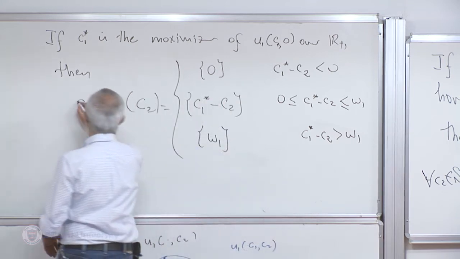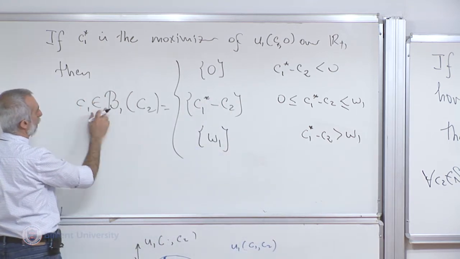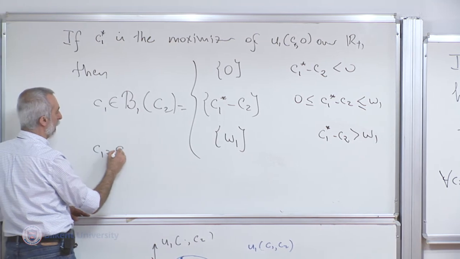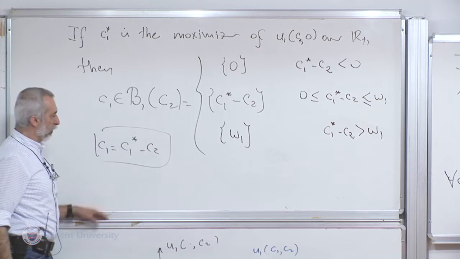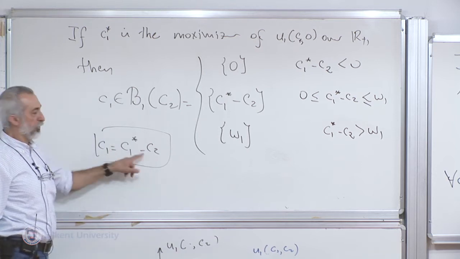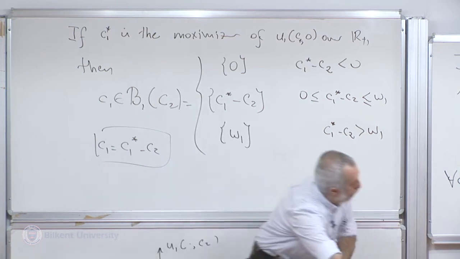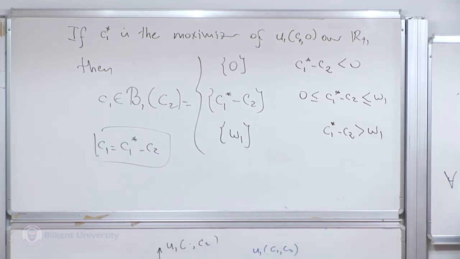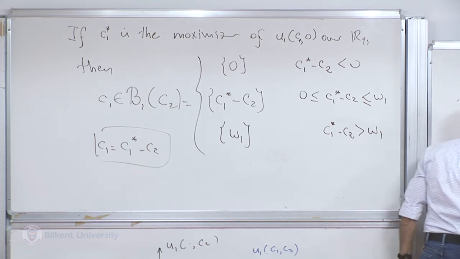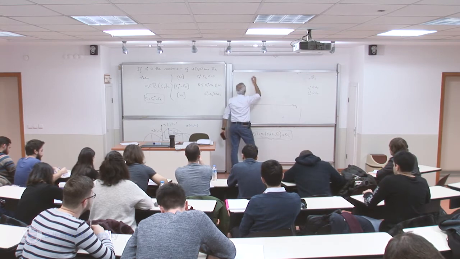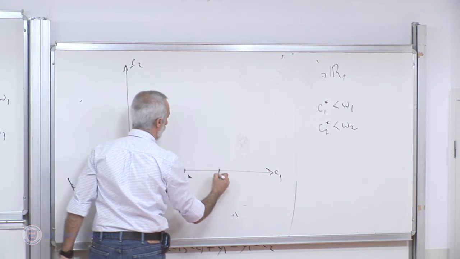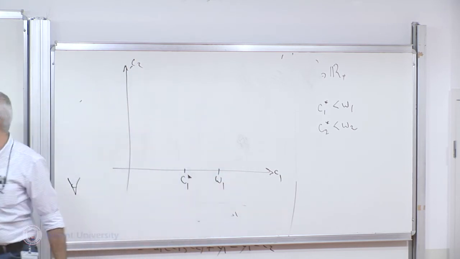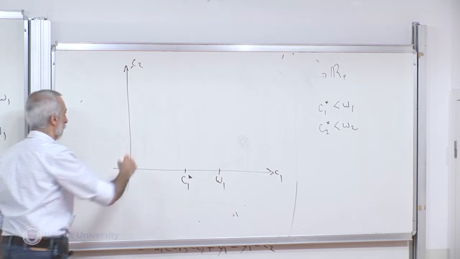So if C1 is an element of the set, it means that C1 has to be equal to C1 star minus C2. That's a linear relation. That's an inverse linear relation between C1 and C2. So you should immediately be able to draw this picture. You have to do these things faster. So I have C1 star somewhere here. It's less than W1. So I'll just concentrate on this part.